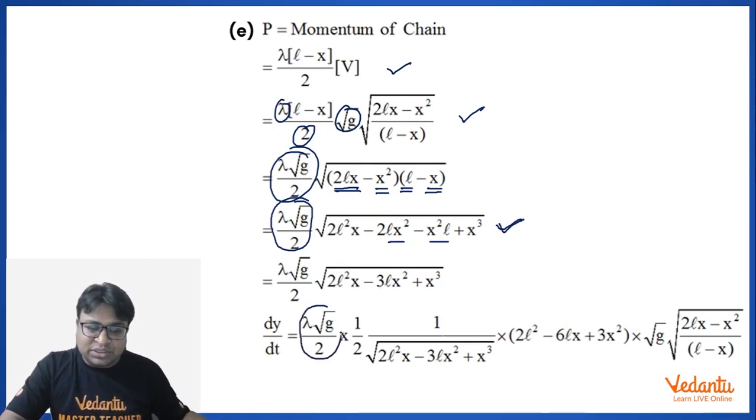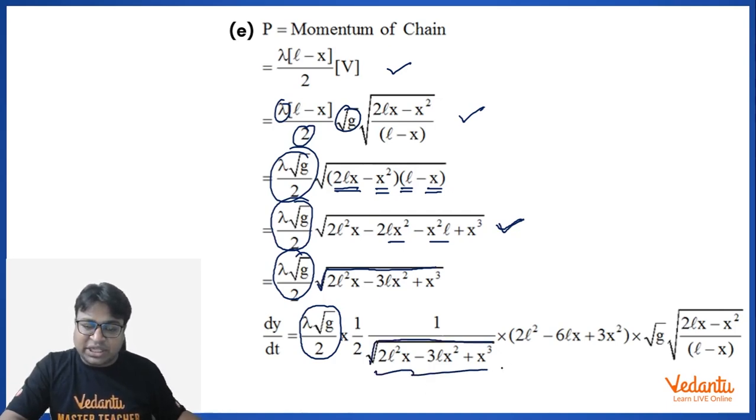So this is simply copied from here, and then we have a half. Then since the power has a root here, it comes in the denominator, then the derivative of this entire expression is written here. It will become 2l square minus 6lx plus 3x square.